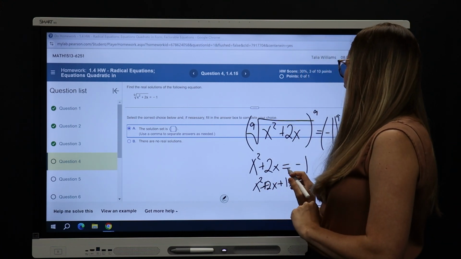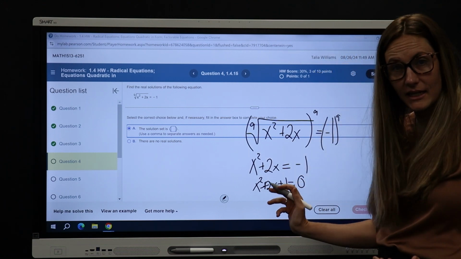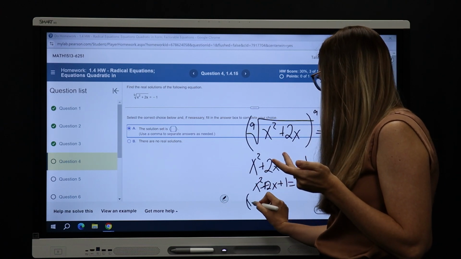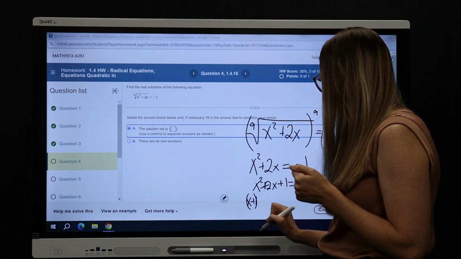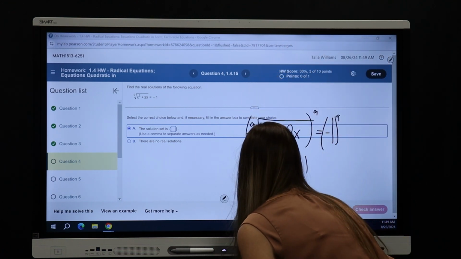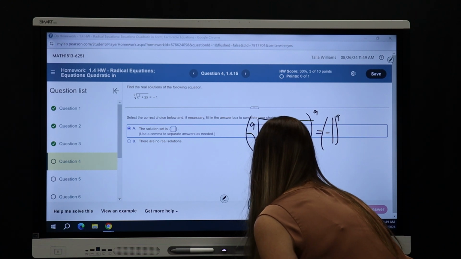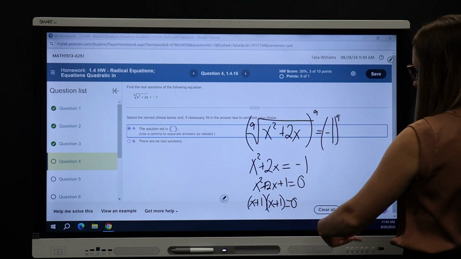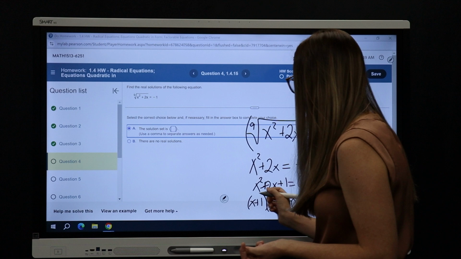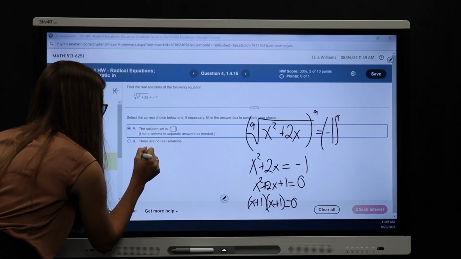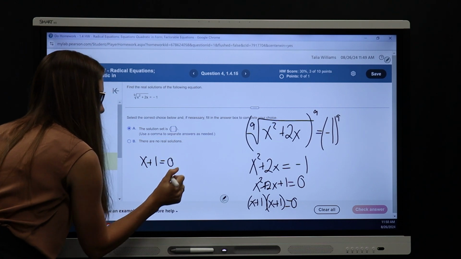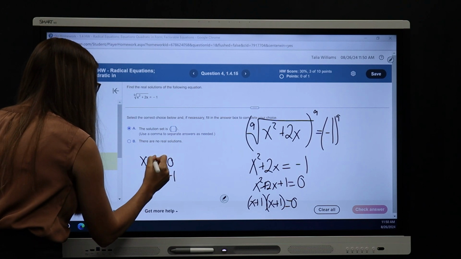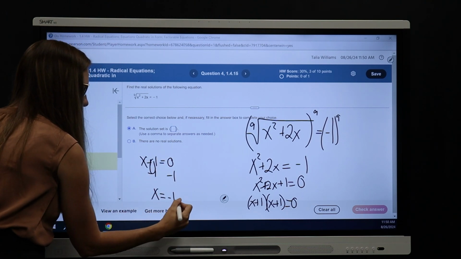Okay, so numbers that multiply to get 1 and add to get 2 are going to be 1 and 1. 1 times 1 is 1. 1 plus 1 is 2. So I'd have x plus 1 times x plus 1, because we're breaking this into factors. So then when we solve it, we'd have x plus 1 equals 0. And since they're both x plus 1s, I'm just going to solve one of them. And I'd subtract 1. This is 0, so x equals -1.